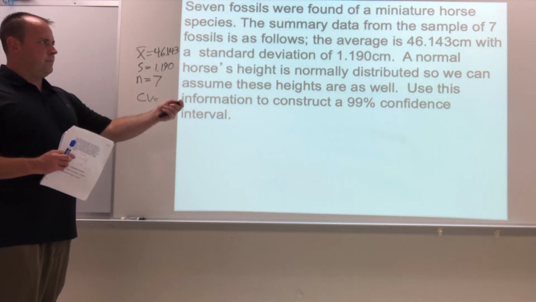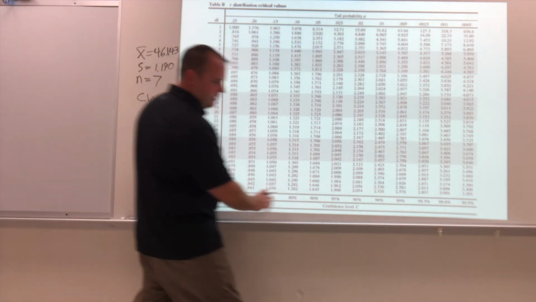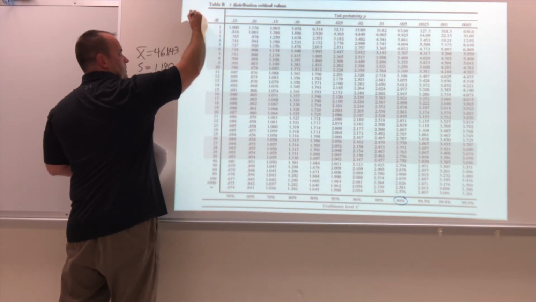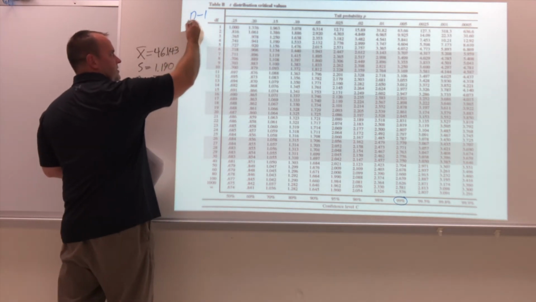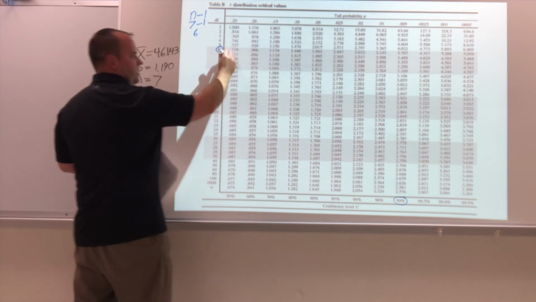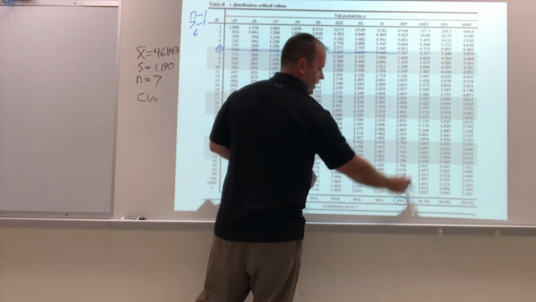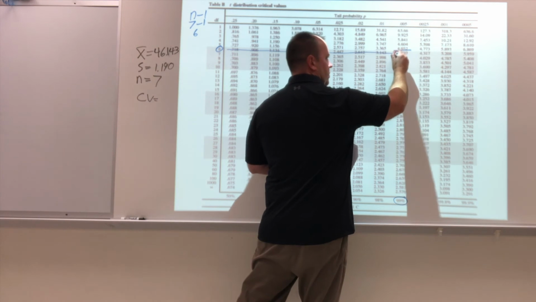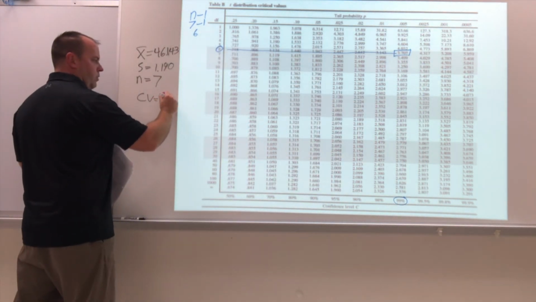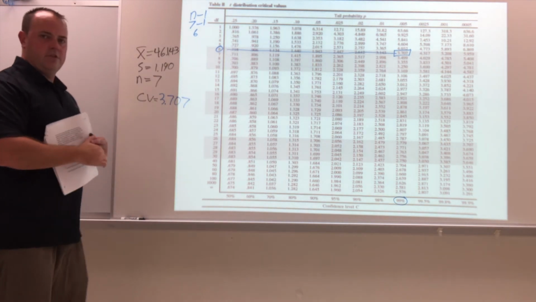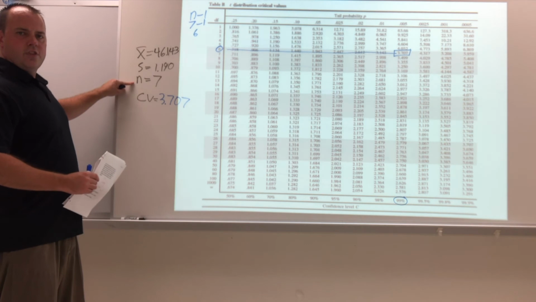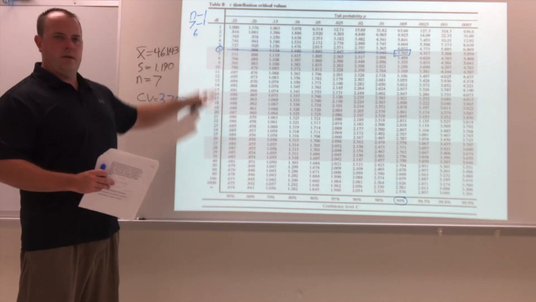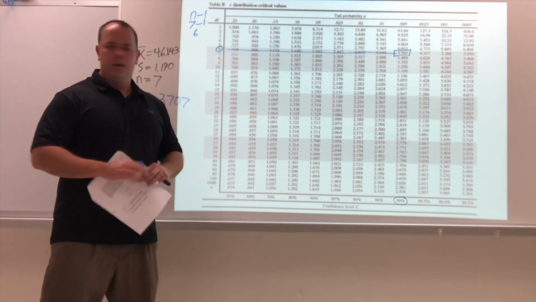So when I go to the chart, I'm going down the bottom to 99%. There's our confidence level. And degrees of freedom is n minus 1. So if we're looking at 7 minus 1, that is 6. And you just go across, up from the 99%, 3.707 is our critical value here. 3.707. So there's the pieces we need: average, standard deviation, our sample size, and our critical value. So again, confidence level across the bottom, degrees of freedom going up and down. Go over and pick out your critical value.